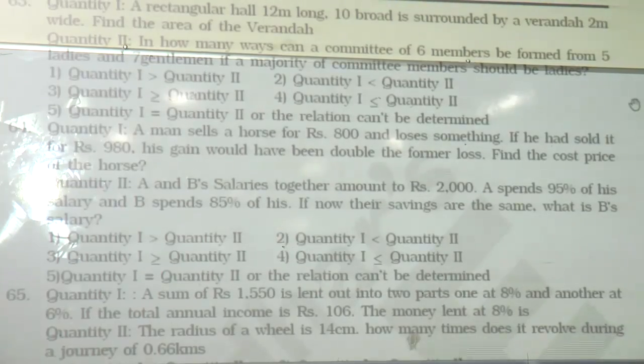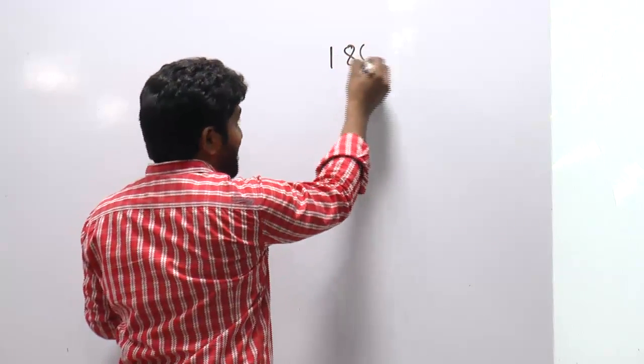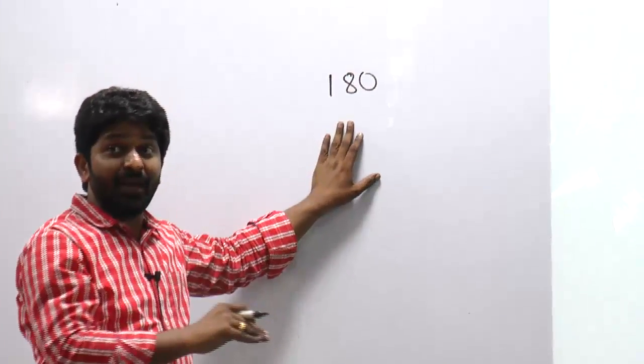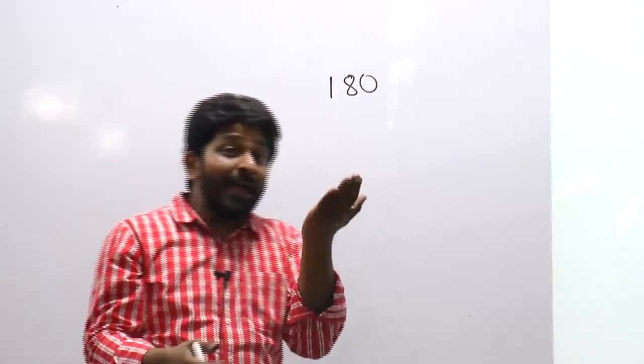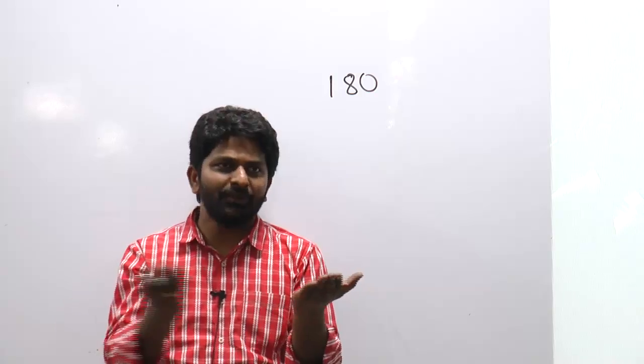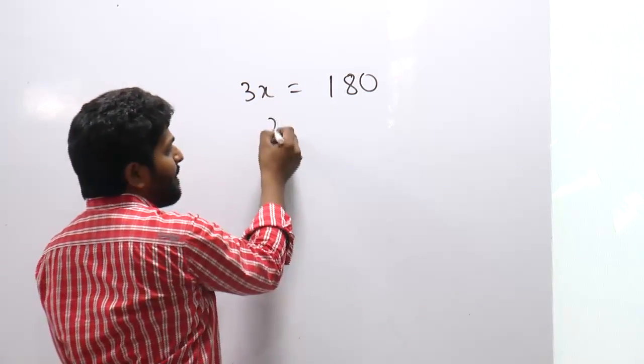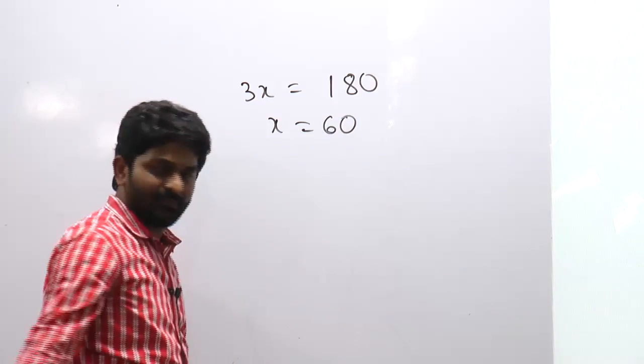Now, we have converted loss to profit by selling it for 980 rupees. What is the difference between 800 and 980? 180. So because we have increased its price by 180, X loss converted to 2X profit. What is the difference between 2X profit and X loss? 3X. So 3X is equal to 180, X is equal to 60.